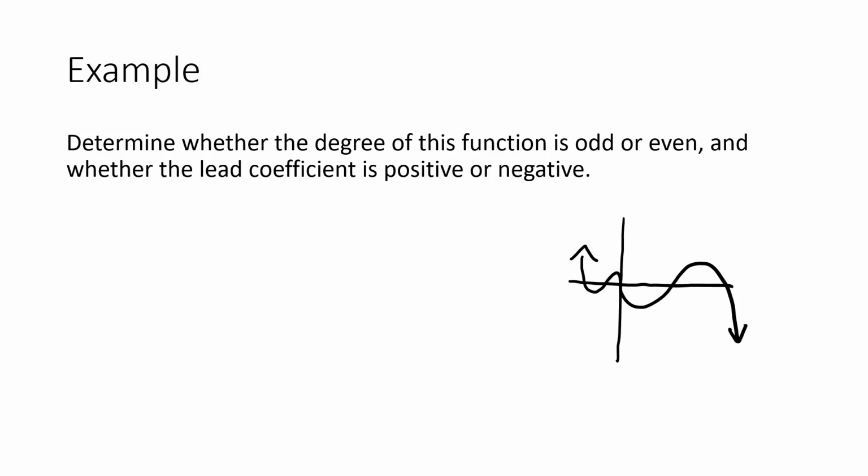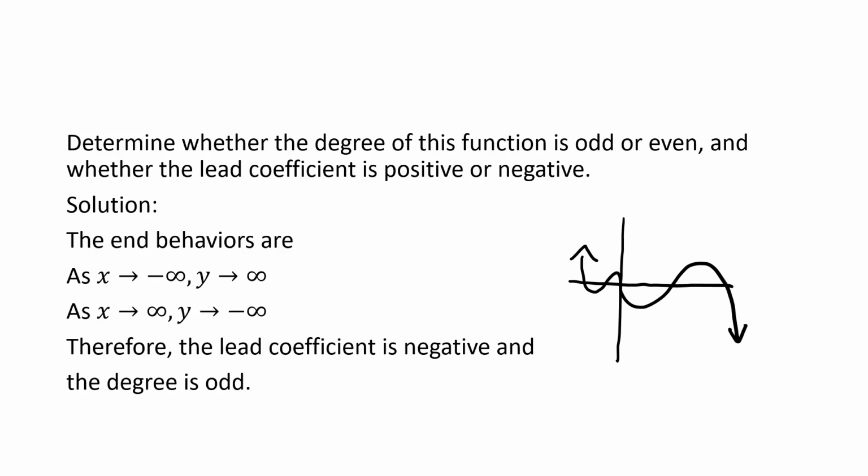We're going to determine whether the degree of this function is odd or even, and whether the lead coefficient is positive or negative. Well, based off of the end behavior, we can say the lead coefficient is negative and the degree is odd. Must be, because our end behavior is in quadrant 2 and in quadrant 4, and we recall what our table told us a while ago.